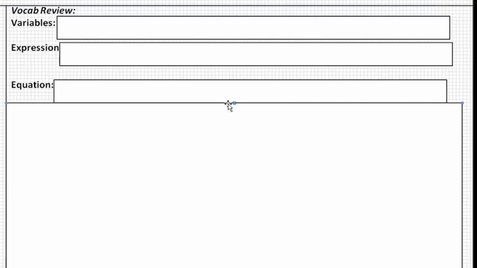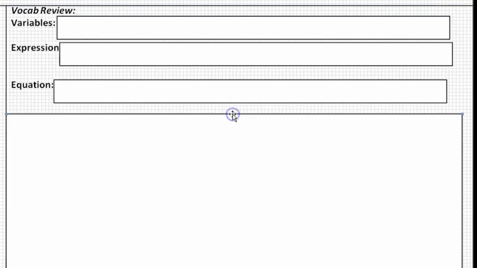We're going to start today with some vocabulary that I believe is probably review on variables, expressions, and equations. So take a moment to think in your head how you might define these words. And they're going to be important for helping us to answer our essential question today.